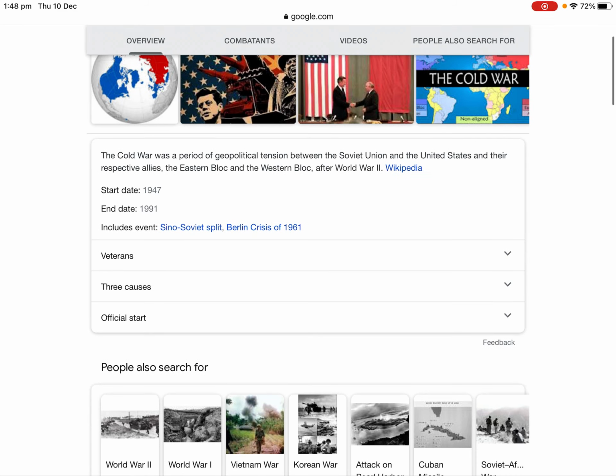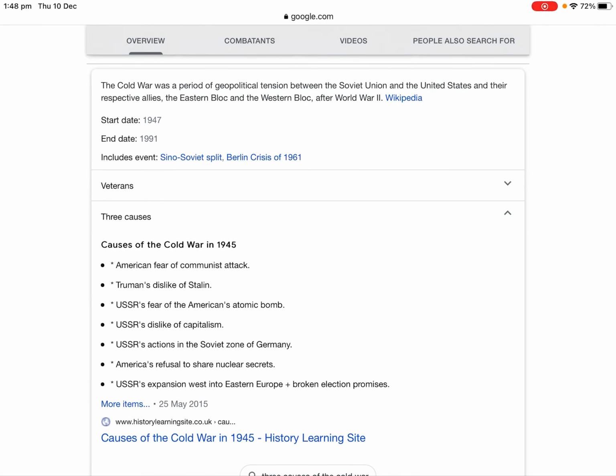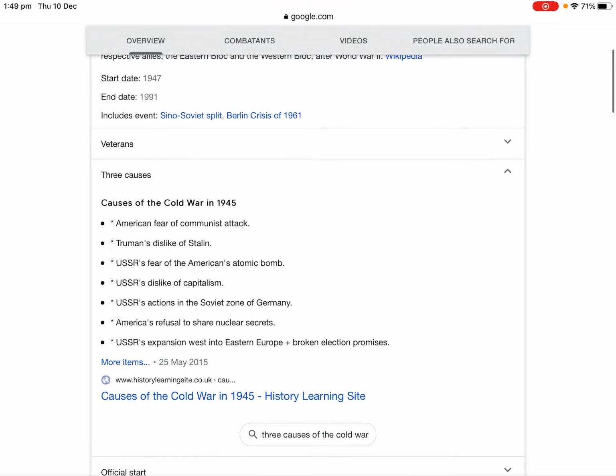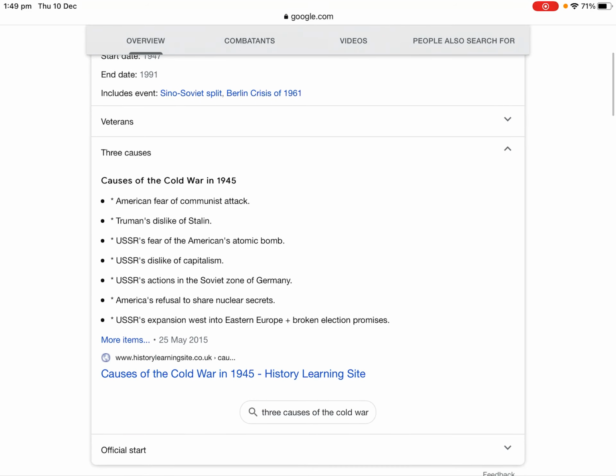So, three causes: American fear of communist attacks. This was caused because these two powers, the Soviet Union and the United States, had different ideologies, which meant they had different global political opinions on things. It was also caused by Truman's dislike of Stalin and Stalin's paranoia. He was very paranoid.